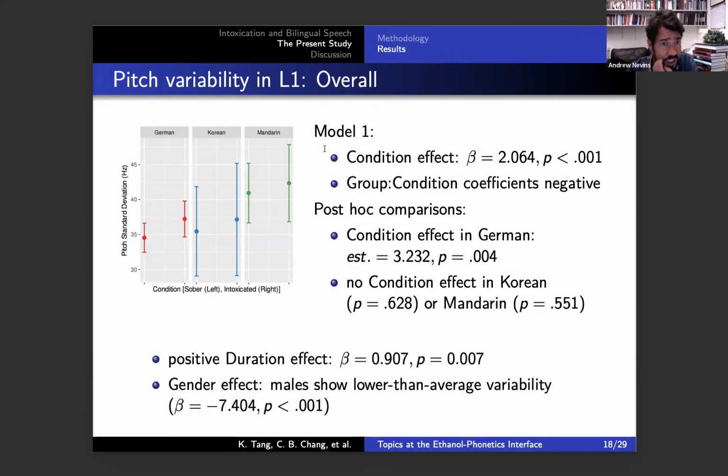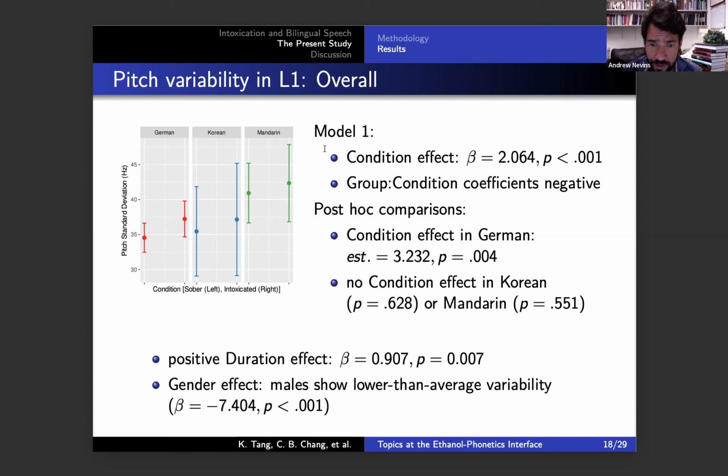Okay, and so what you see here in this graph is that the Germans in their L1 had certainly an increase in their pitch standard deviation. And that's something that was already found by Baumeister's group, that there is this increased pitch variation in German under intoxication when they're speaking their own language, their L1. But in Korean and Mandarin, no such effect. And actually, this is one of the first studies to look at Korean and Mandarin alcohol effects on L1 and find no real effect of the condition.